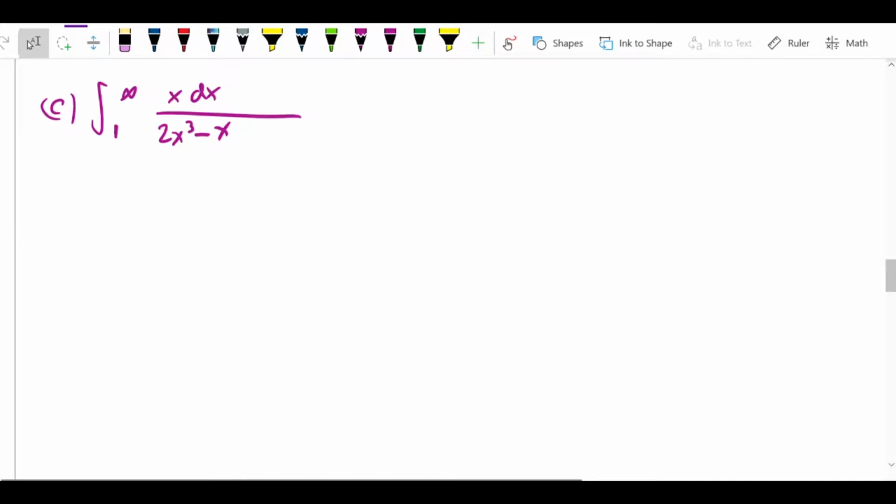So we have this problem, which is to prove that x over 2x cubed minus x converges. I'm just going to write this up here because I want to emphasize something. A lot of you are going to look at this and go like, oh, this is easy.